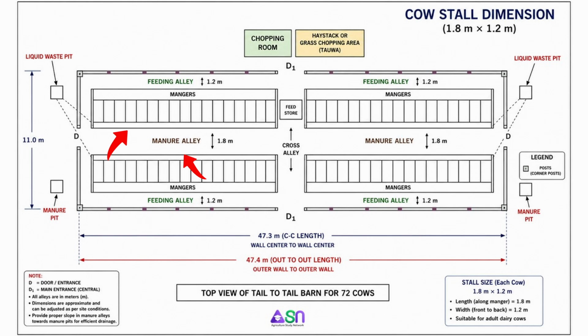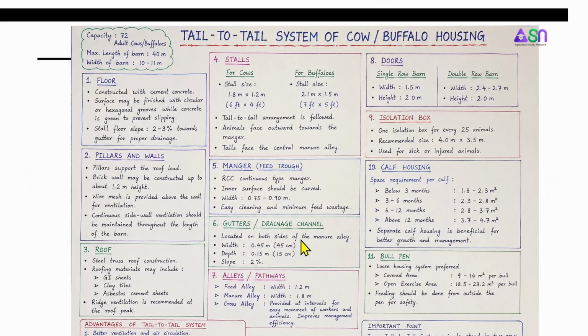Gutters or drainage channels are located on both sides of the manure alley. These gutters are generally 45 centimeters wide and 15 centimeters deep with a slope of about 2% for efficient drainage, and sometimes automatic gutter cleaners are provided in the barn. As I mentioned about the alleys, several alleys are provided in the barn. Alleys means passage or a narrow pathway.